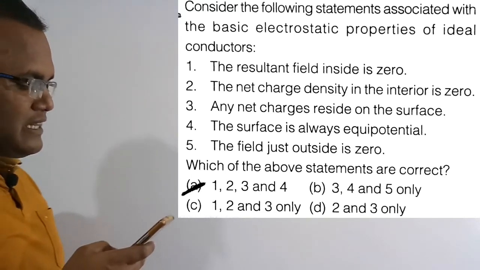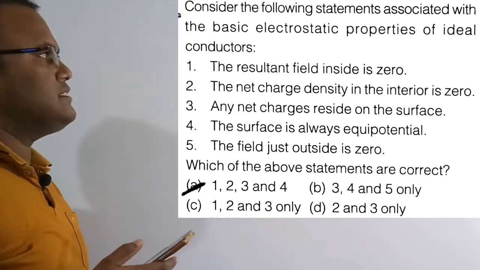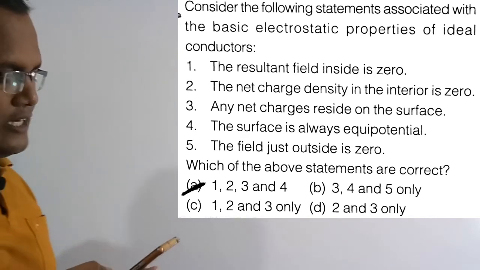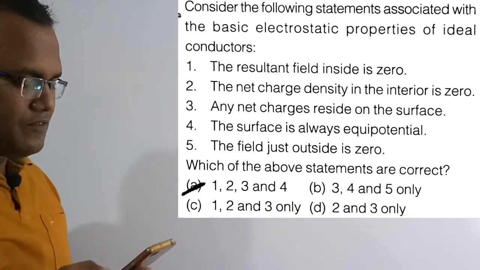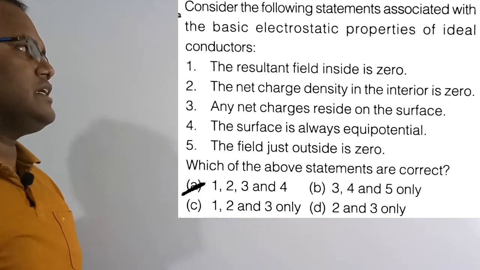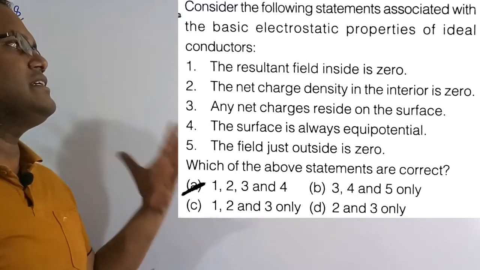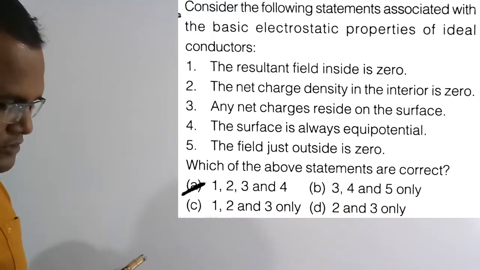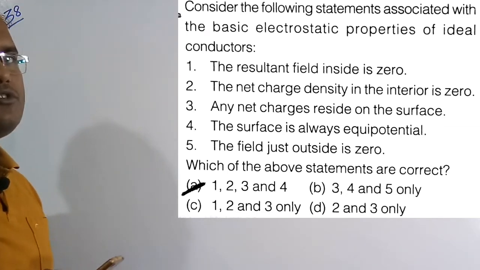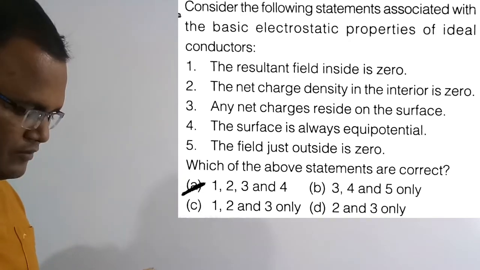The first one is that the resultant field inside is 0, the second one is that the net charge density in the interior is 0, the third one is that any net charges reside on the surface, the fourth one is that the surface is always equipotential, and the fifth one is that the field just outside is 0. Out of these 5 statements for electrostatic properties of ideal conductors, we need to figure out which are true. Out of these 4 options, option A is the correct solution of this question, which is that 1, 2, 3, 4 are the only correct ones but not the 5th one.